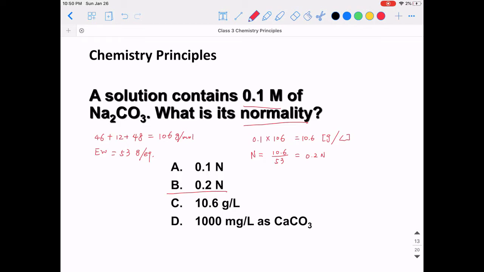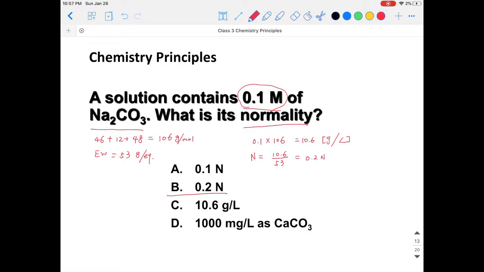Or we can just think of that in a simpler way, because since we already know that the molarity is 0.1, and we know that there are two charges or two protons that can be accepted, then its normality is just going to be 2 times the molarity, which is 0.2 N.